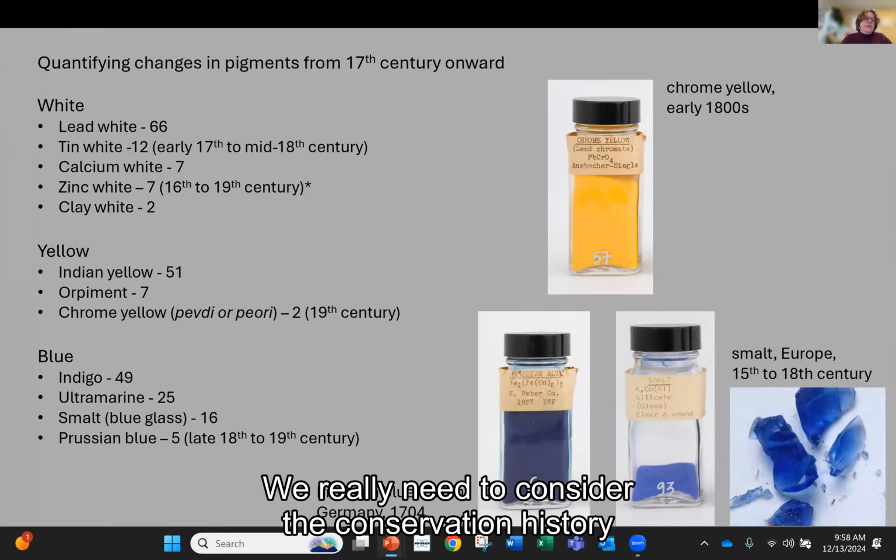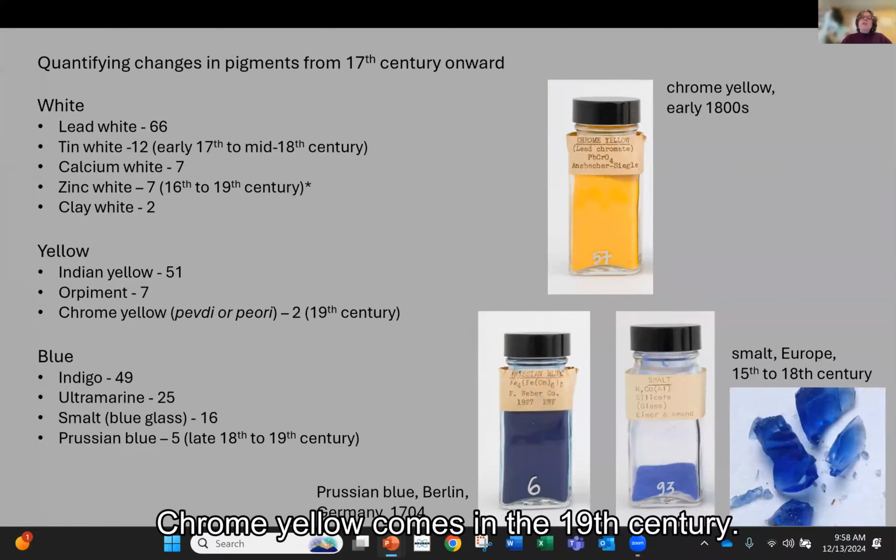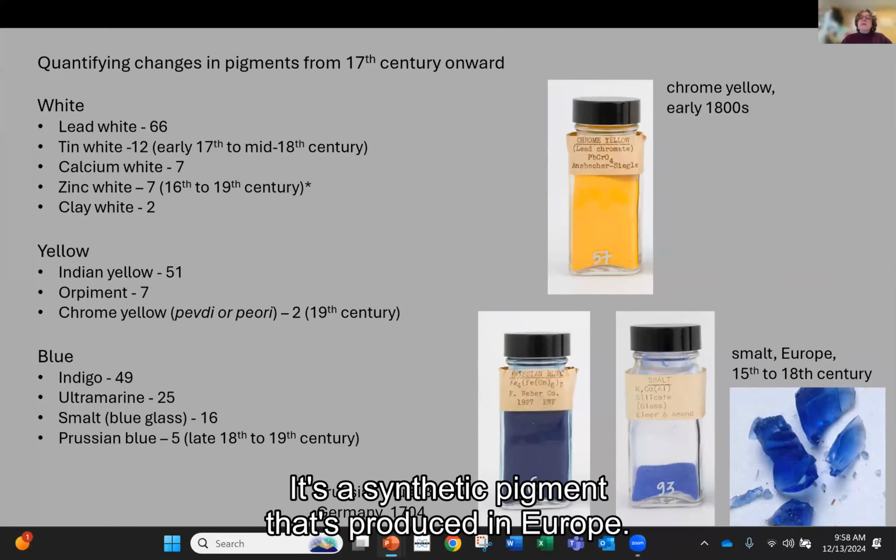Indian yellow, as I mentioned, is very dominant in the yellow assemblage, with a small amount of orpiment still being used as yellow. And it would be interesting to assess the geographic patterns in this. Chrome yellow comes in the 19th century. It's a synthetic pigment that's produced in Europe. And I think we'll see a greater proportion in the database as we add more examples of folios created in the 19th and 20th centuries.